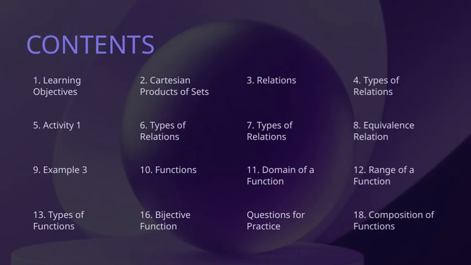Let's take a quick look at the contents for today's session. We'll start with the learning objectives to set our goals. Then, we'll explore the fundamental concepts of relations and functions, including their types and how they relate to each other. We'll examine the Cartesian product of sets, which is essential for understanding how relations are formed. Moving forward, we'll discuss the domain and range of functions, key components that tell us about the input and output.